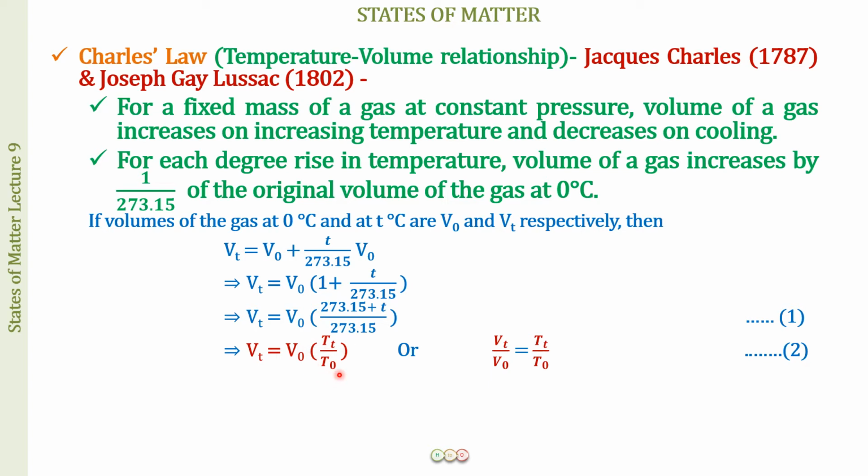Now what have I done over here? Well, I have written this 273.15 plus T, where T is the temperature in degrees Celsius, as another temperature, capital T. So to my temperature in T degrees Celsius, I have added 273.15 and I have got another temperature.